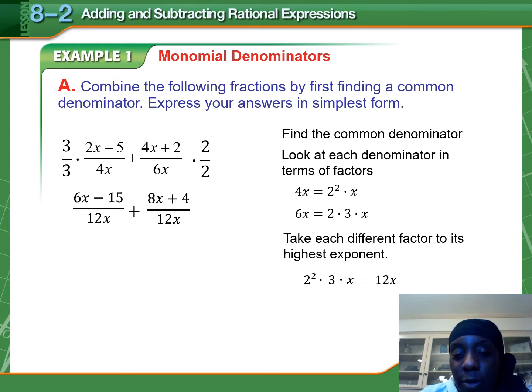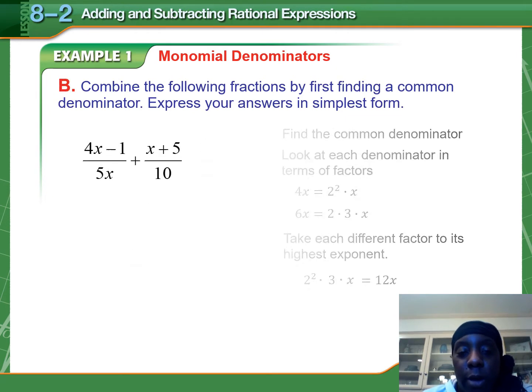Now, once the denominators are the same, all you have to do is add the numerators together, combining like terms. So 6x and 8x is 14x, and negative 15 and 4 is minus 11. So there you go. That is the answer to that. Pretty simple. It's not that bad.